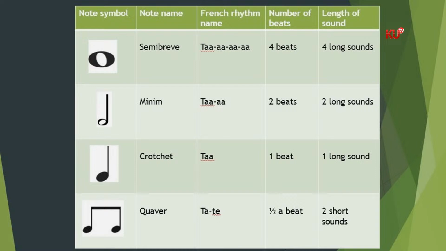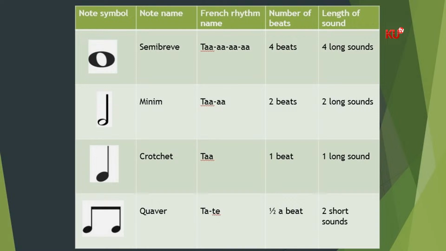Then the quaver, whose French rhythm name is tate, has a value of half a beat and is equivalent to 1 short sound. They are usually written as 2, and therefore the French rhythm name is tate. And we've also looked at the value. The value of semi-breve is 1, also called a whole note. The minim is called a half note, meaning it is half of semi-breve. The crotchet is a quarter note, and the quaver is an eighth note.